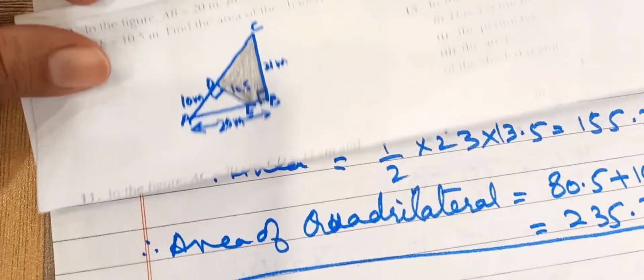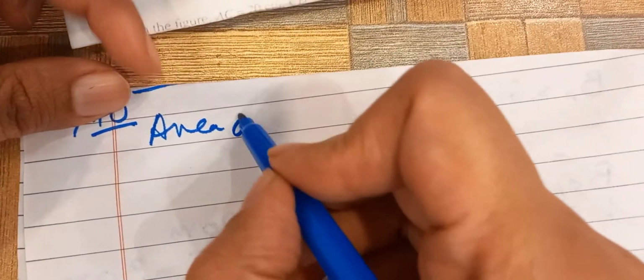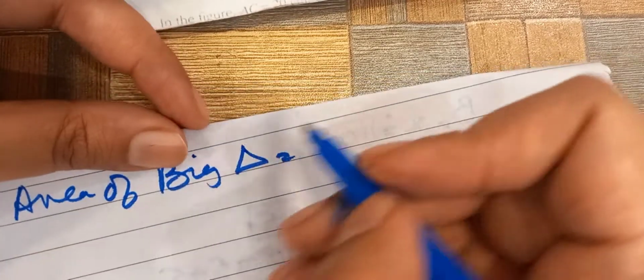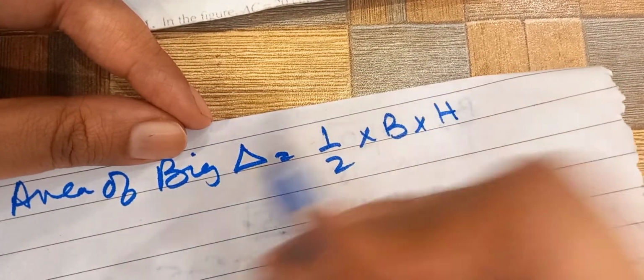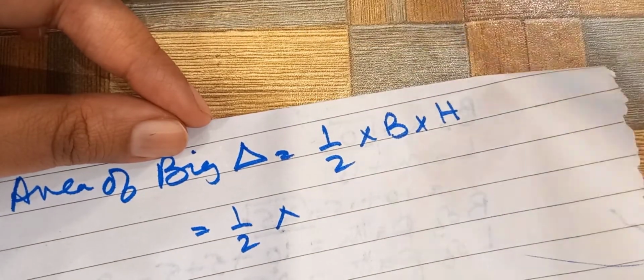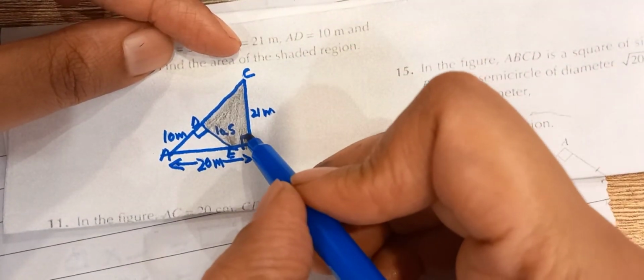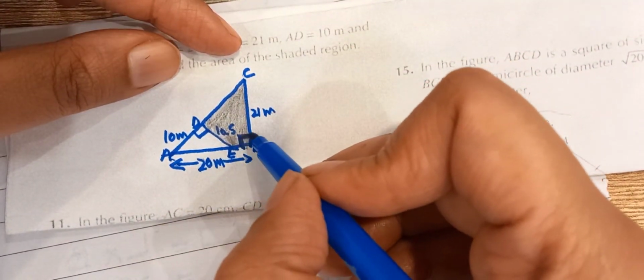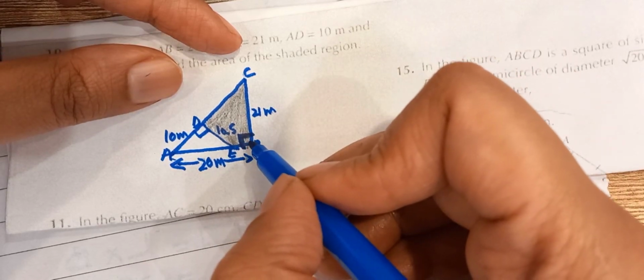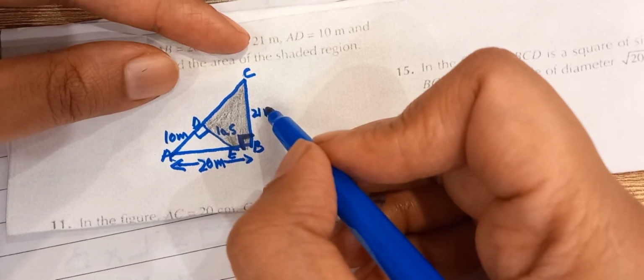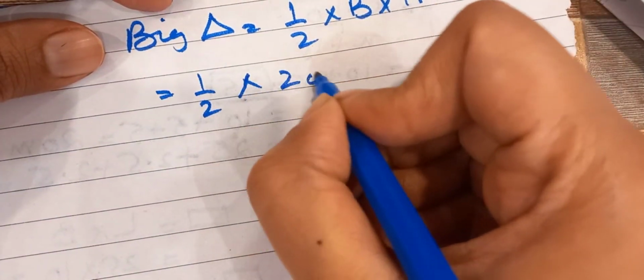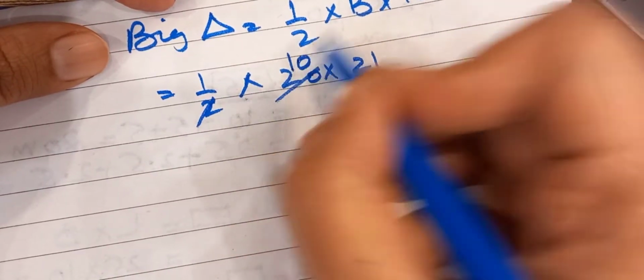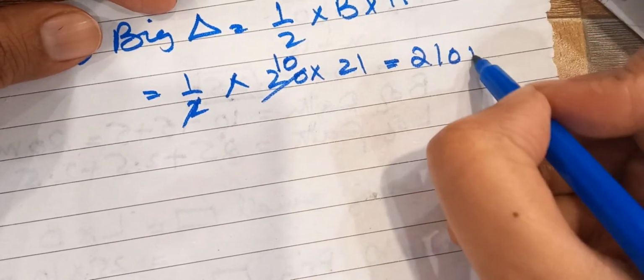So I shall calculate area of the big triangle, which is equal to 1 by 2 into base into height. Here in the big triangle is this sign which is suggestive that it is a 90-degree angle. Hence this is perpendicular, which is height, and this is base. So I will use them. 20 is the base and height is 21. When I shall calculate them, I shall get the answer as 210 meters square.